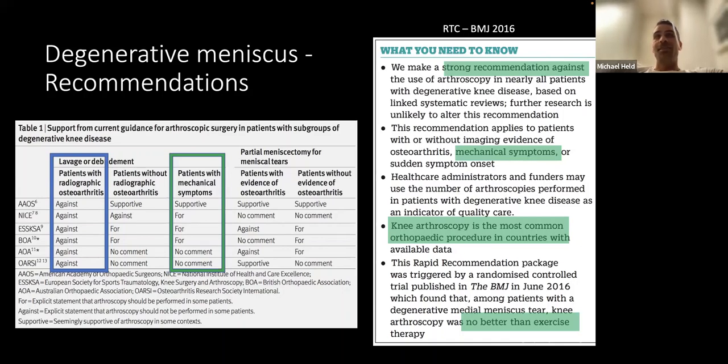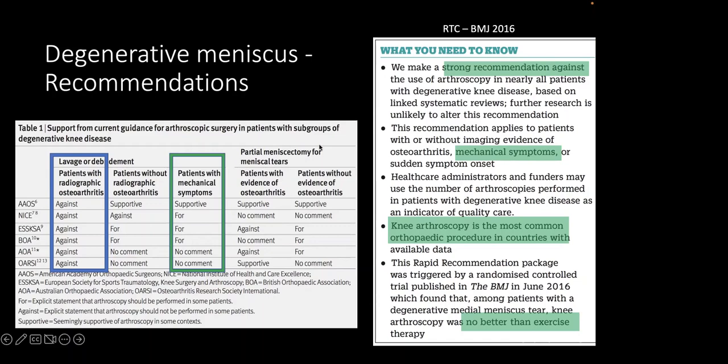But you can also tell them, look here, it's not going to make a difference to you based on these randomized controlled trials. And then you've told them everything you need to, and then you can decide with the patient what you want to do. So that's actually the best way to treat degenerative meniscus tears. Okay. Any questions?